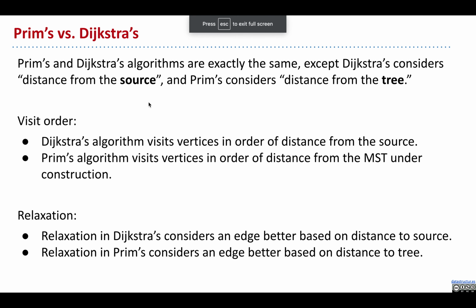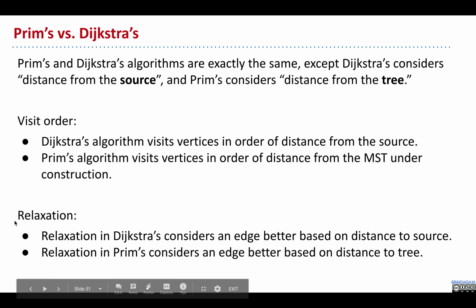All right, so I think I was alluding to this a bit, but Prim's and Dijkstra's algorithms are pretty much exactly the same, but Dijkstra's will consider the distance from the source, while Prim's will consider the distance from the tree. Right, so that's the biggest difference: what you're adding to the fringe, what you're keeping track of, because we're not keeping track of the distance from the source anymore. We're keeping track of the distance from the tree.